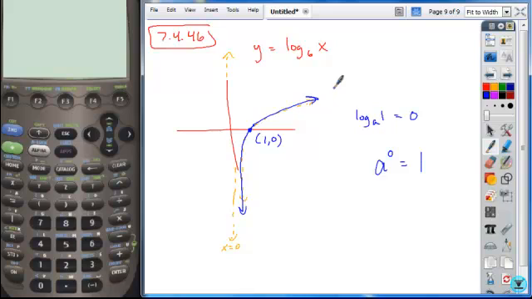The tendencies: it goes up and to the right. It goes down and approaches the asymptote. The asymptote doesn't shift horizontally, so it's just going to be at x equals 0.